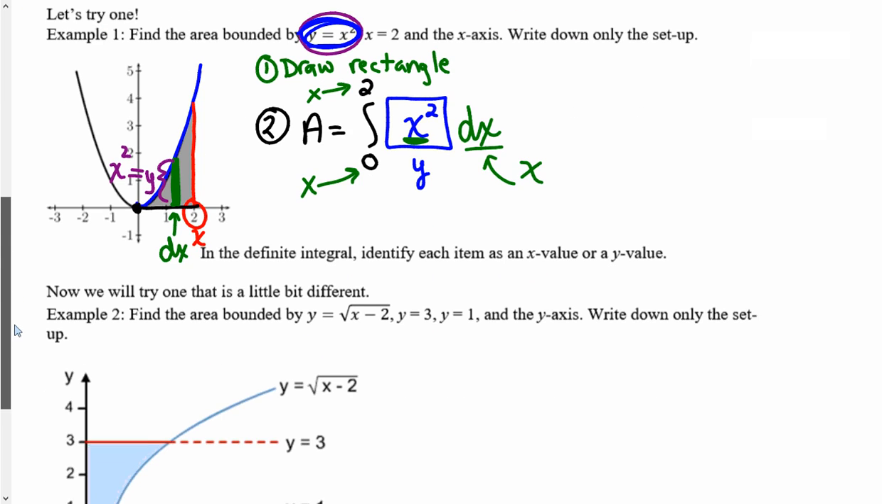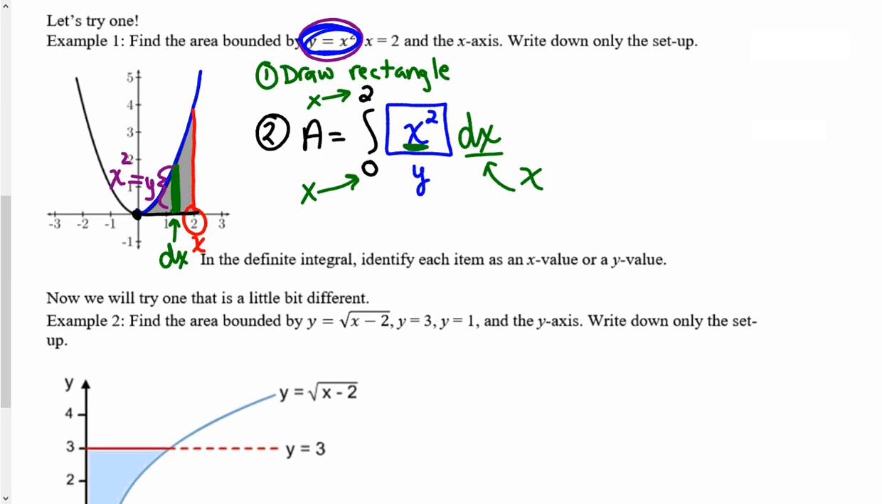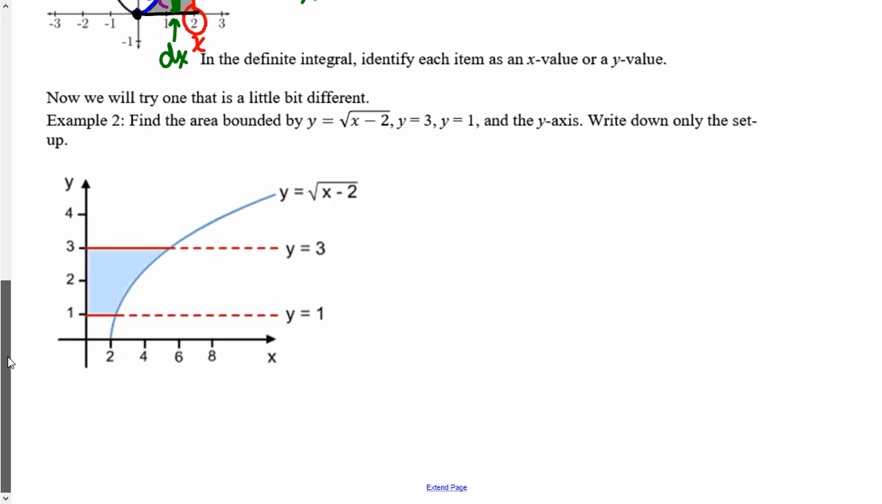Next. In the definite integral, identify each item as an x value or y value, and I did that as we went. Now we're going to try one that's a little bit different. If you need to write something down, pause the video here. So moving on to this one, which is a little bit different.